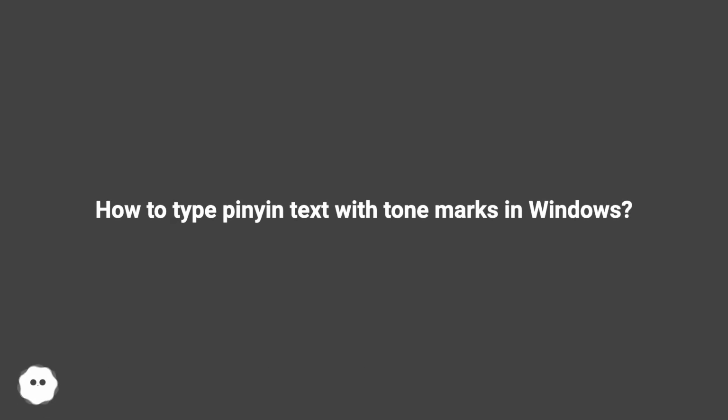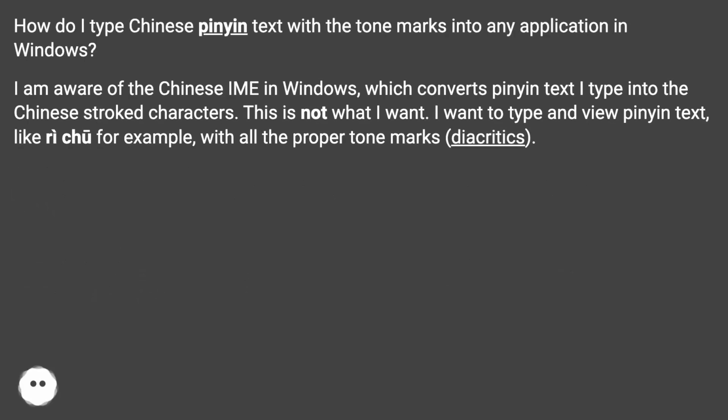How to type Pinyin text with tone marks in Windows. How do I type Chinese Pinyin text with the tone marks into any application in Windows? I am aware of the Chinese IME in Windows, which converts Pinyin text I type into the Chinese stroked characters. This is not what I want. I want to type and view Pinyin text, like Richu for example, with all the proper tone marks, diacritics.